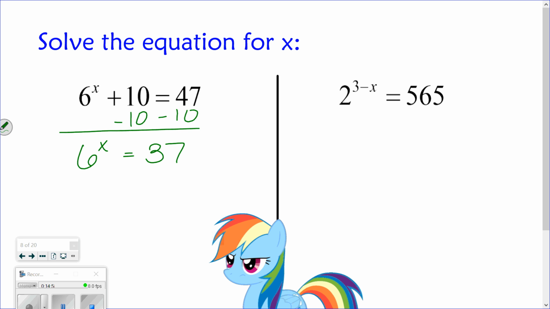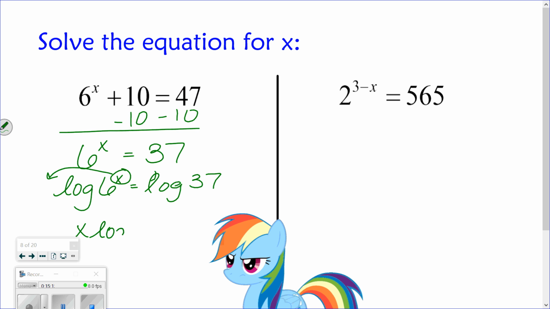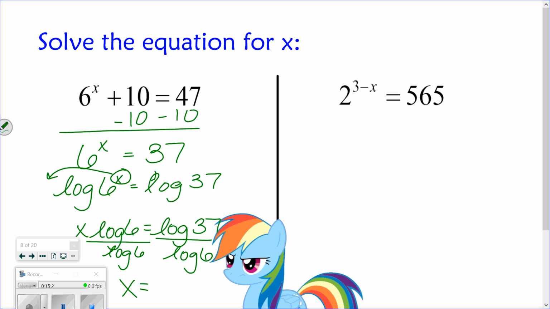No. So since I can't, remember we take the log of both sides. Log of 6 to the x equals log of 37. That property tells me I can move my exponent out in front. x log of 6 equals log of 37. How do you get x by itself? Divide by log of 6. And look, there's nothing else with x, so that one's not so bad. So we should get 2.0153. Double check, make sure you're okay.